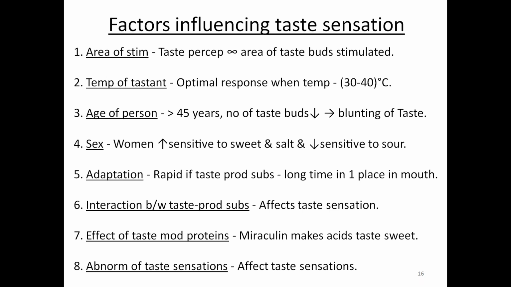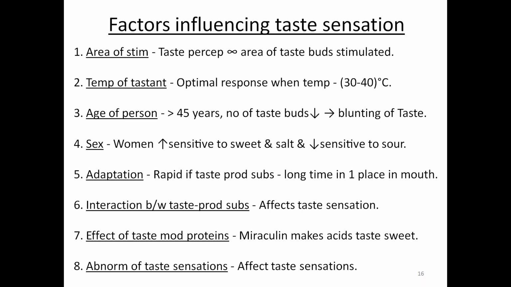Then adaptation. Taste sensations adapt rapidly when the taste producing substance is kept for a long time in one place in the mouth. Adaptation is peripheral, and further adaptation to one acid produces adaptation to other acids because H ion is the stimulus in all the cases. Now, interaction between taste producing substances also affects the taste sensation. For example, reduction of sour taste of fruits by sucrose is a well-known phenomenon.